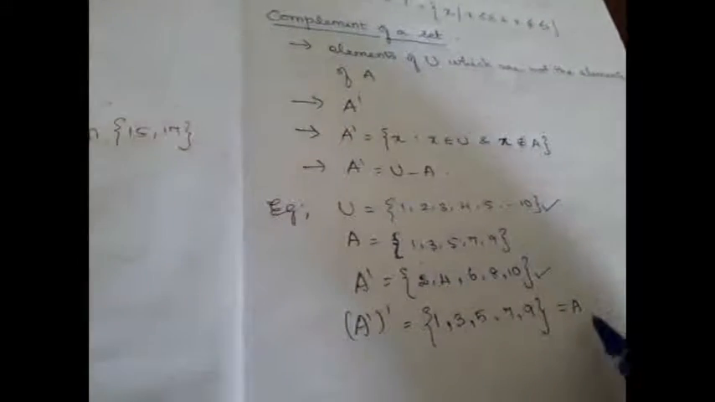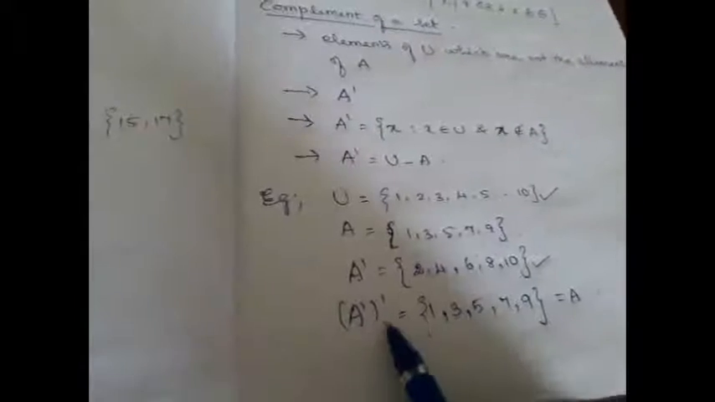So the complement of the complement of a set is nothing but the same set. A dash, the whole dash is nothing but A. Complement is denoted by dash and we will read it as A dash. A dash is nothing but the difference between the universal set and the set. And A dash, the whole dash is nothing but the same set itself.